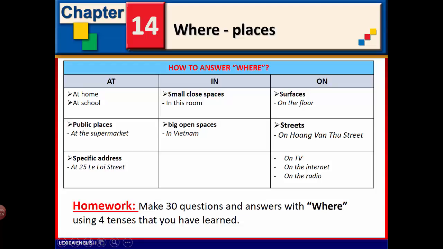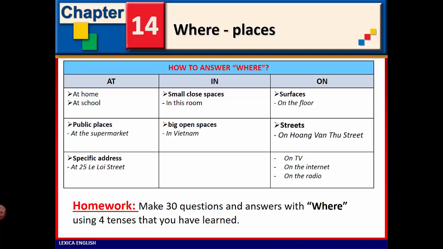At specific address. Specific address là một cái địa chỉ cụ thể nào đó mà có số và có đường. Tức là có số ở trong nó. Còn nếu đường không thì chúng ta sẽ không ghi là at. Chúng ta ghi at khi có số ở đó. Alright, so again, when do we use at? At home, at school, at public places, and at specific address. Right.